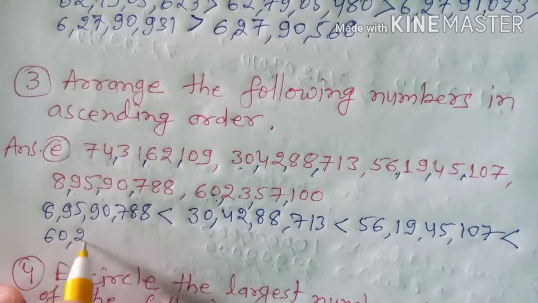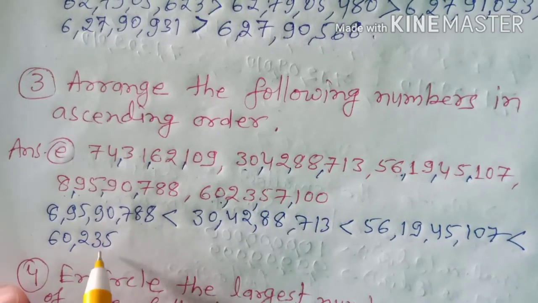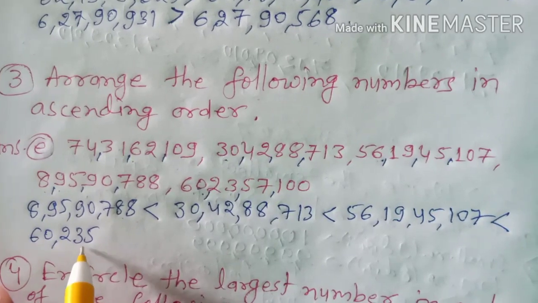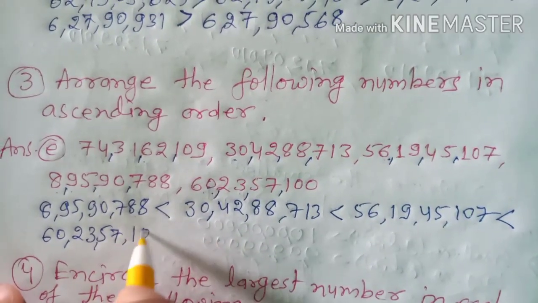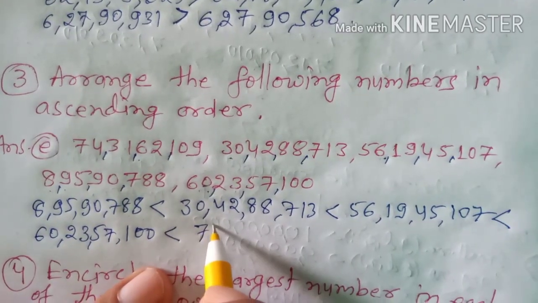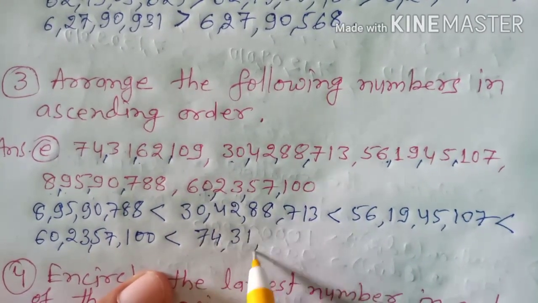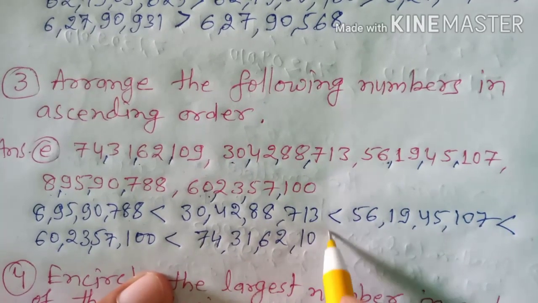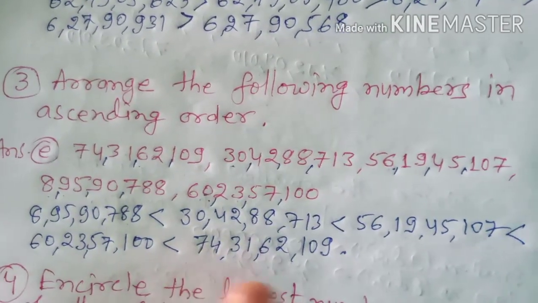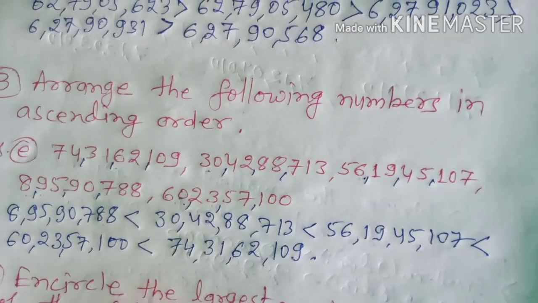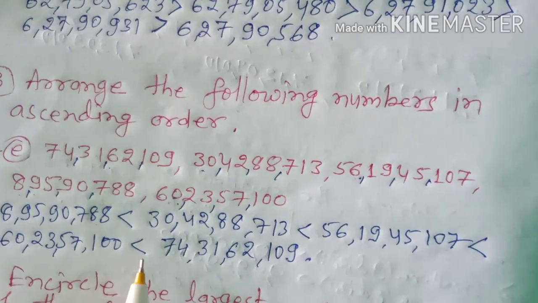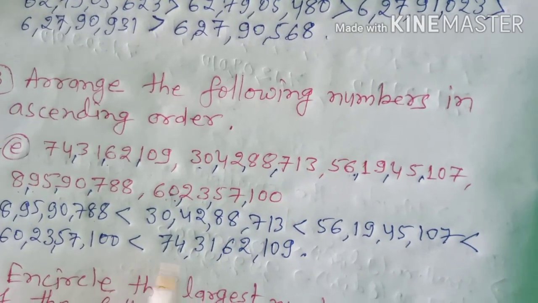And now this number we will write here. And now we have solved this question, and we have arranged these numbers in ascending order. See, in the ascending order, lesser to greater, this is the arranging order.